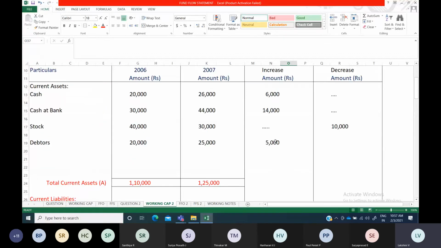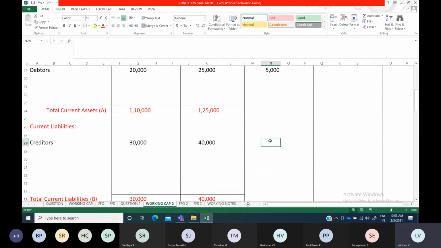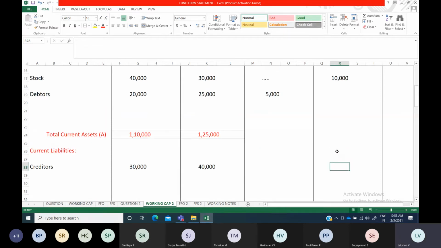So after finishing the current assets, immediately you have to move to the current liabilities. Again, you have to compare 30,000 with that 40,000. It has increased here. Okay. So what is the current liability rule? Increase in current liability means decrease in working capital. So you have to show it in the decrease column only. Okay. So the difference amount is 10,000. So increase means decrease you have to show for current liability.